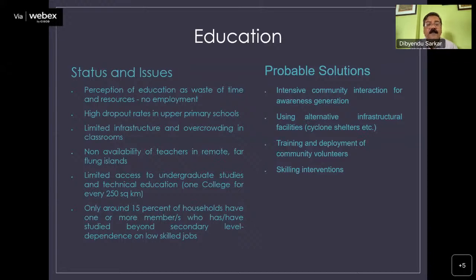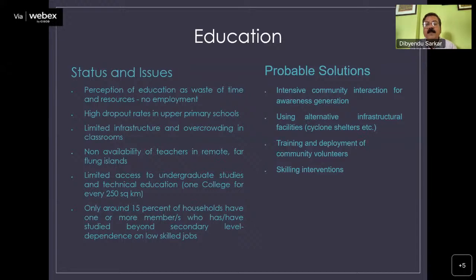Non-availability of teachers in remote or far-flung islands is a problem, because the teachers usually migrate. There's an upward movement of the teachers to the urban centers and all. There is limited access to undergraduate studies and technical education. There is only one college for every 2550 square kilometers in the Indian Sundarban area. Only around 15% of the households have one or more members who have studied beyond secondary level, so they are mostly dependent on low skilled jobs.